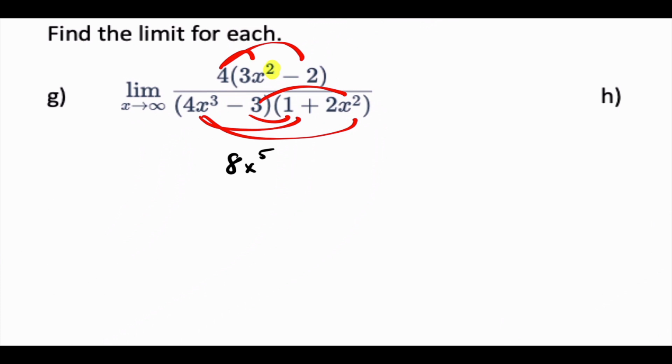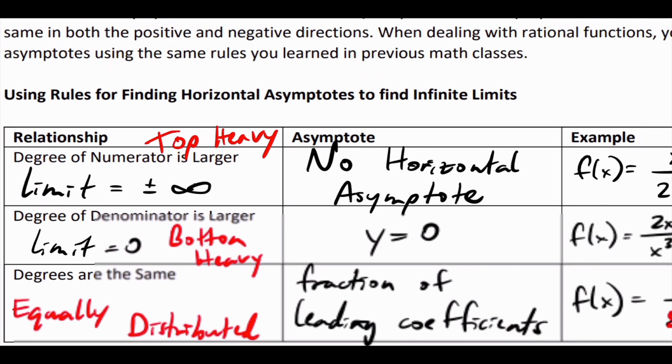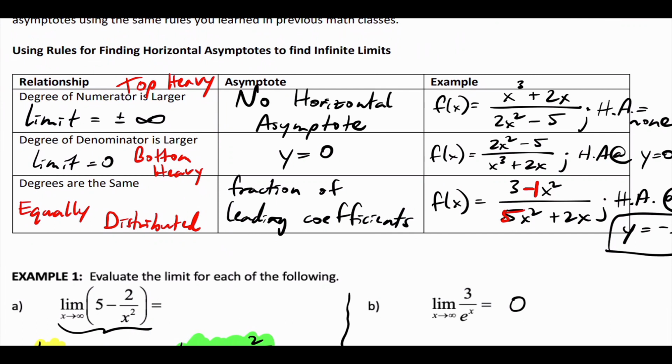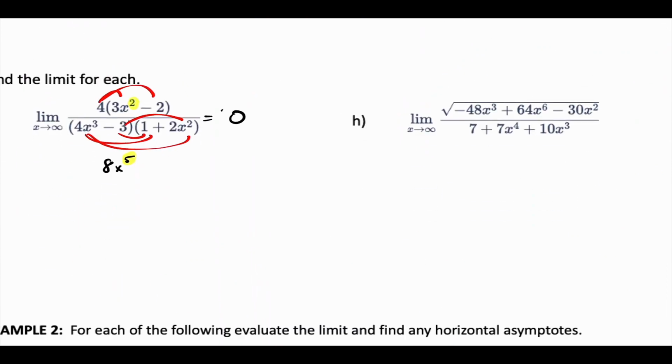Okay? So the degree on bottom is a 5. That's bottom heavy. That is bottom heavy. Okay, so let's go to our table. Bottom heavy says the limit is always 0. Done. Okay.